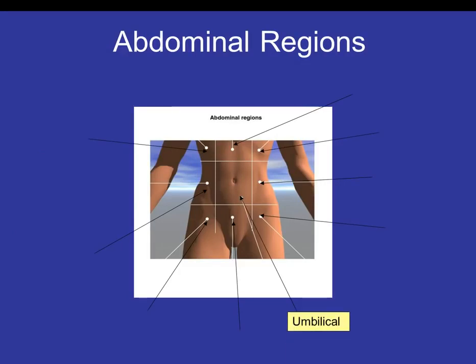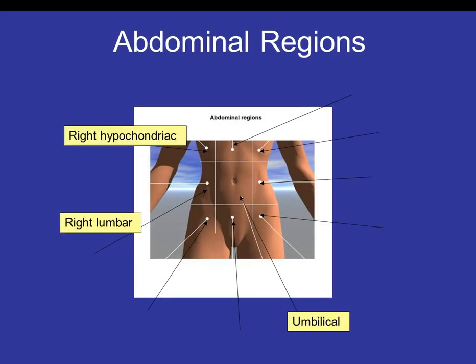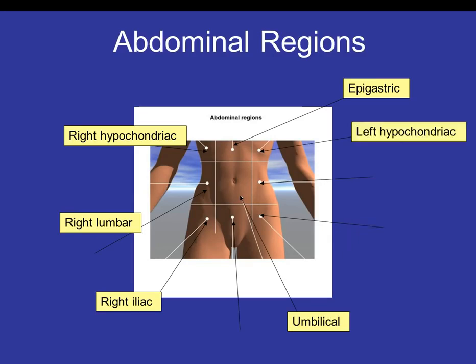First region in the middle, the middle section, is umbilical. Top right is going to be your right hypochondriac. Underneath the right hypochondriac is your right lumbar, and then your right iliac. Then the very top middle region is going to be your epigastric. So epi means upon, gast means stomach. So upper or upon the gastric, the stomach.